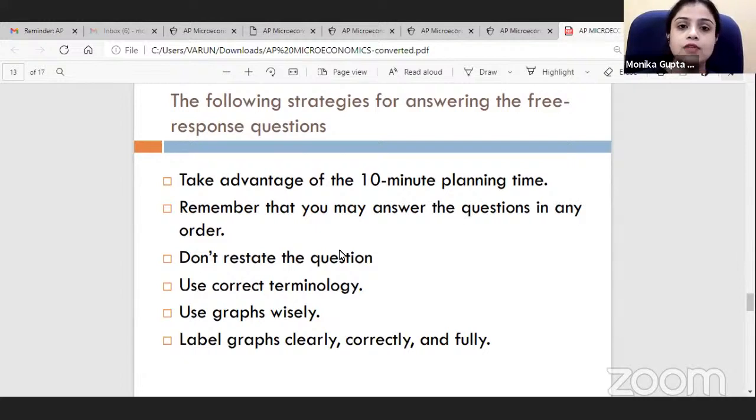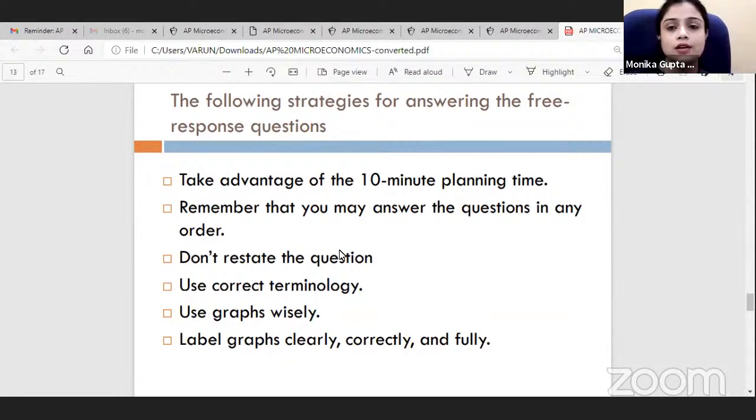First, take advantage of the 10-minute planning. As I already said, out of the 60 minutes, they are going to give you 10 minutes to plan how you are going to proceed, because you should be very clear about what they are asking. If you answer in brief but you're answering the correct point, they will give you the marks. But you should know where you need to do the numerical part, and where you can give your answer more efficiently with the help of a graph. So always take advantage of it, and never skip this 10-minute planning time.